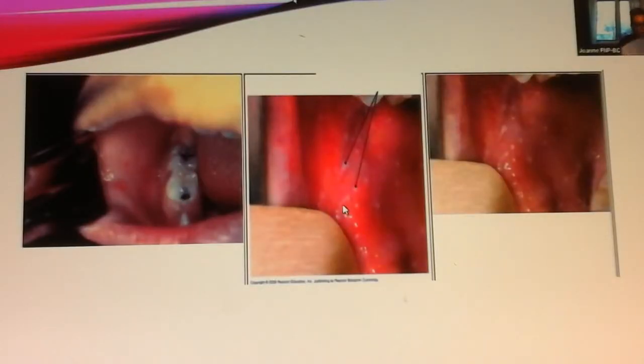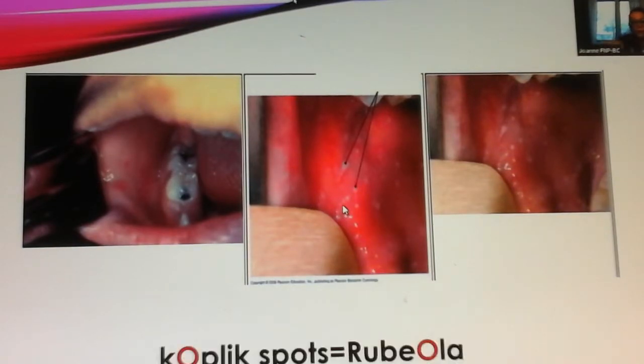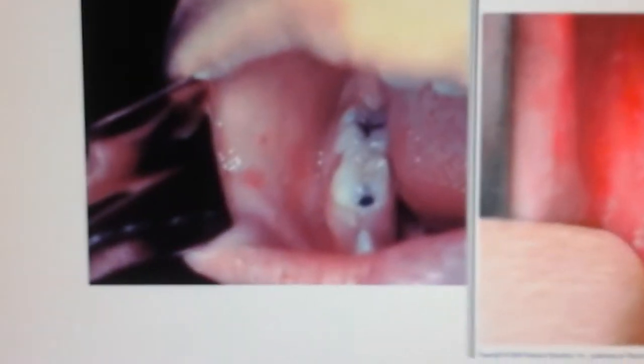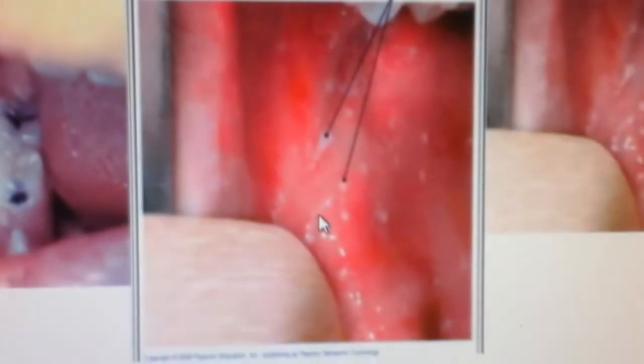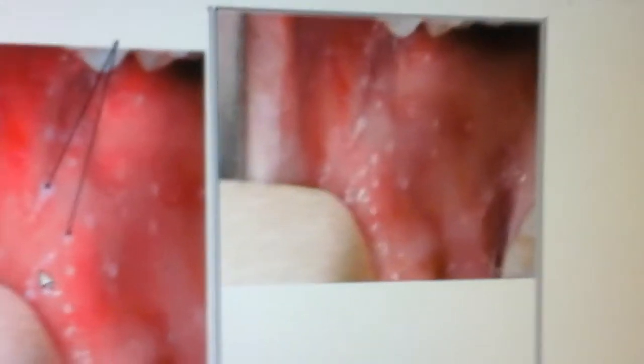All right, so let me just ask, what do you see in all these three pictures? What is this called? Well, hopefully you said that these are Koplik spots, and these are seen in rubeola. Okay, so remember the O and the O, or measles, right? And measles, as we know, can be prevented with the MMR vaccine.